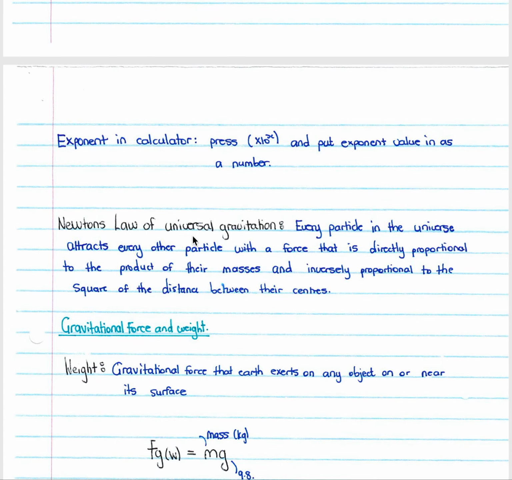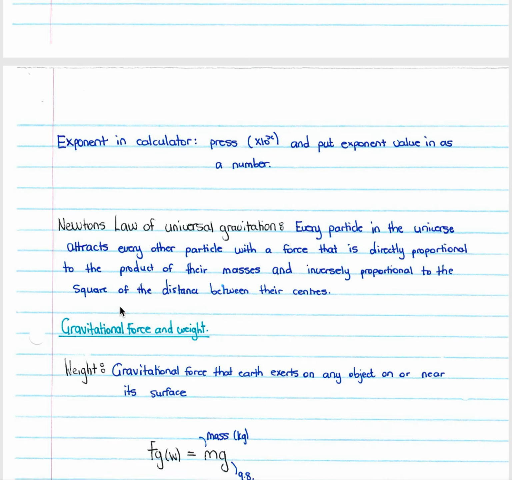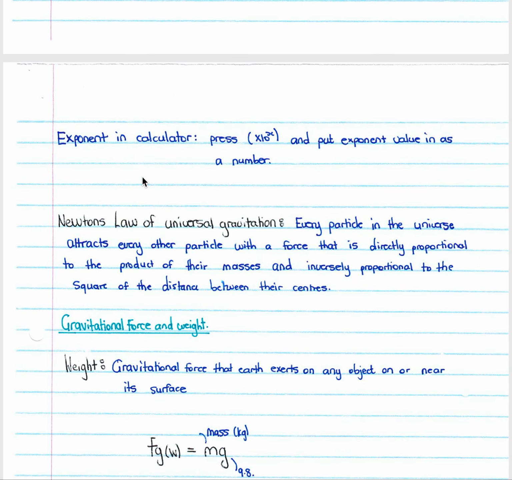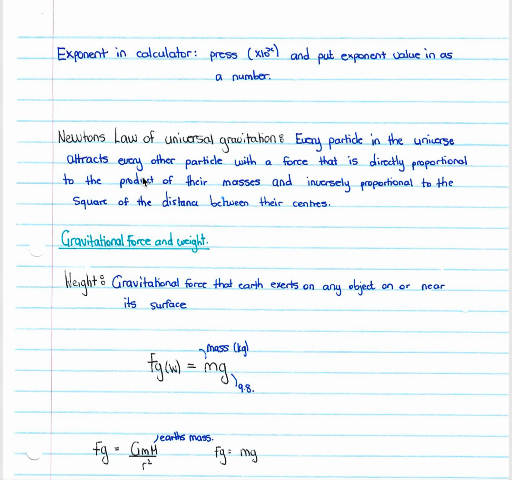We look at Newton's law of universal gravitation. As we've said, every particle in the universe attracts every other particle with a force that is directly proportional to the product of their masses and inversely proportional to the square of the distance between their centers. That definition is simply the worded definition for the formula that we are given for Newton's universal law of gravitation.